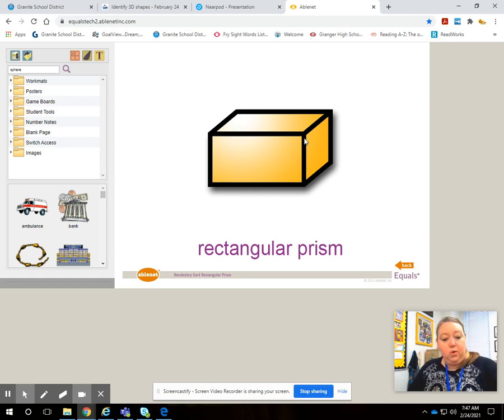I have one more rectangular prism, so it's a milk box, right? It has rectangles on all sides. That makes it a rectangular prism. But it also has this top part. We're going to talk about that part next because this top part right here has a triangle on it. And so that is a little bit different part.